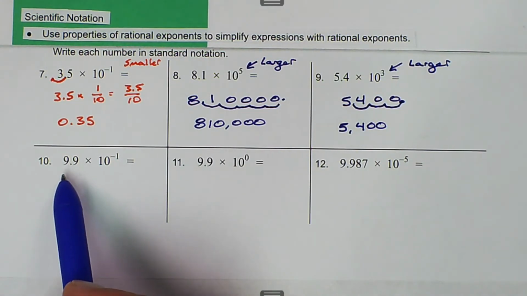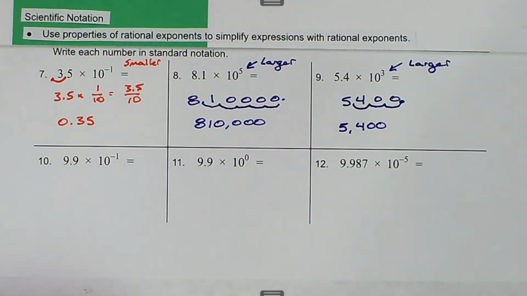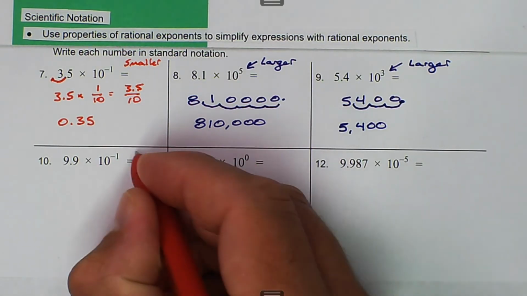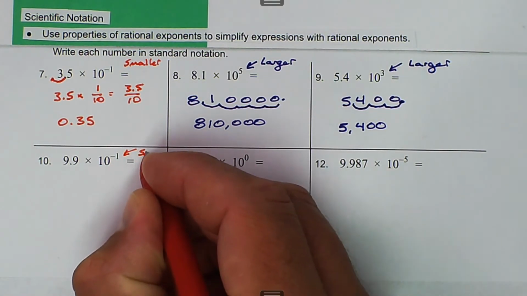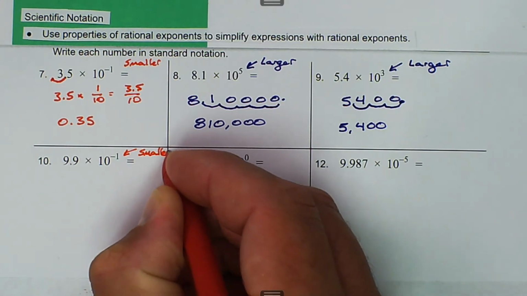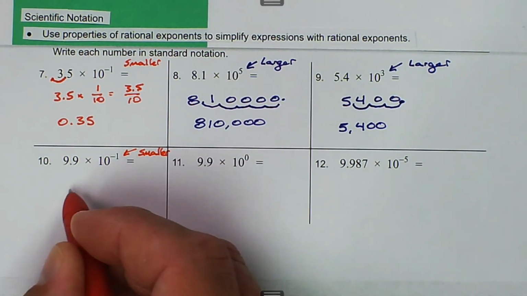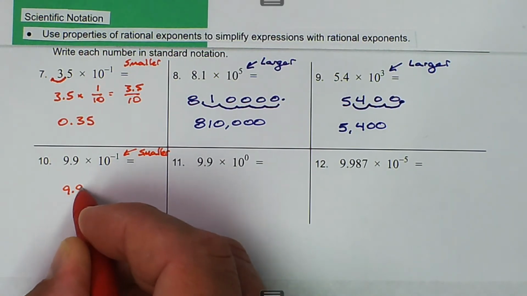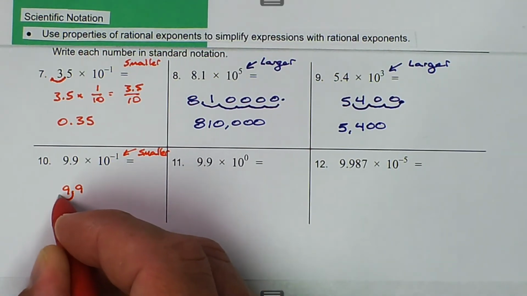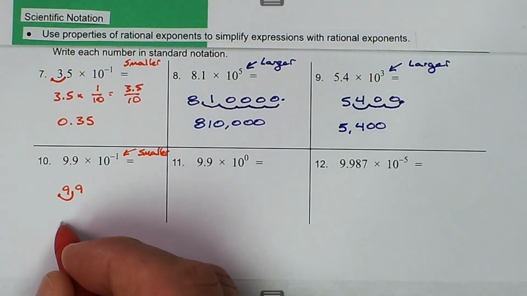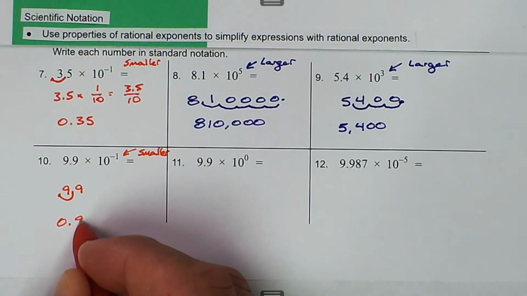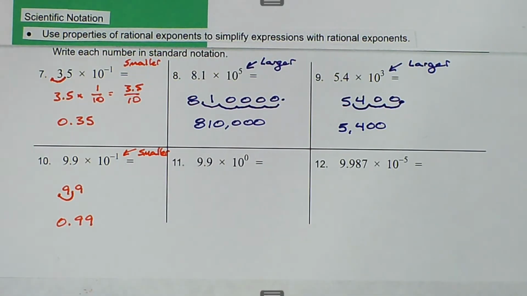Then we have 9.9 times 10 to the -1. And in this case, it's negative. So we think smaller. And we want to move it that many decimal points to the left. So 9.9, and then we're going to move it 1 to the left. So our final answer is 0.99.